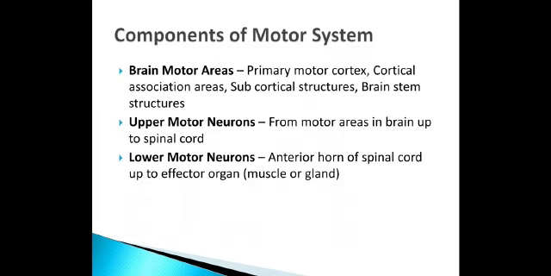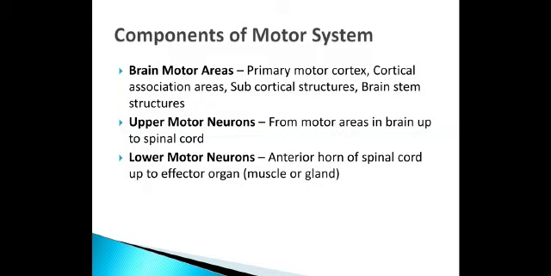So, what are the components of the motor system? The brain motor areas predominantly are the primary motor cortex, the cortical association areas, subcortical structures, and brainstem structures. The subcortical are the basal ganglia, and the upper motor neuron runs from the motor areas in the brain up to the spinal cord.